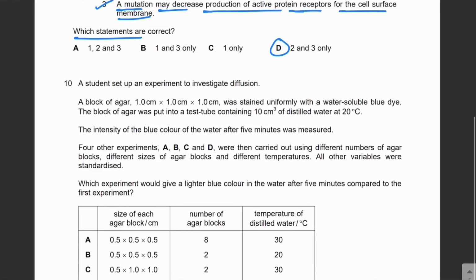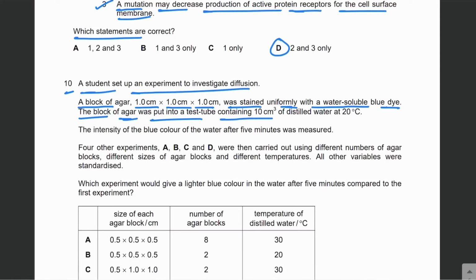Let's move on to MCQ number 10. A student set up an experiment to investigate diffusion. A block of agar 1 cm by 1 cm by 1 cm was stained uniformly with a water soluble blue dye. The block of the agar was put into a test tube containing 10 cm cube of distilled water at 20 degrees Celsius. The intensity of the blue color of water after 5 minutes was measured.